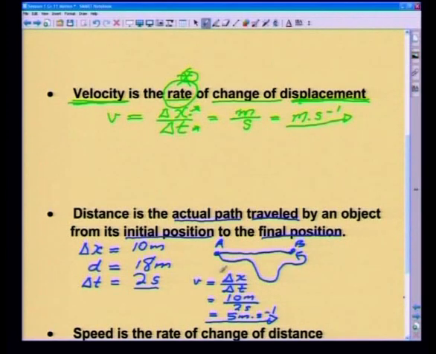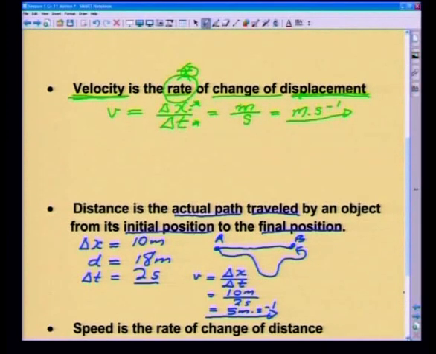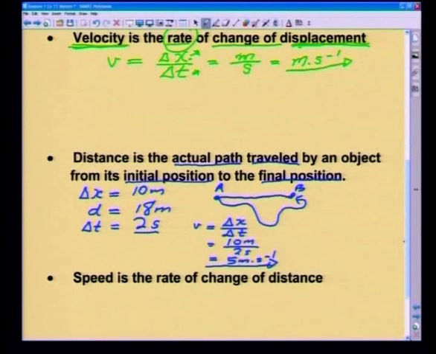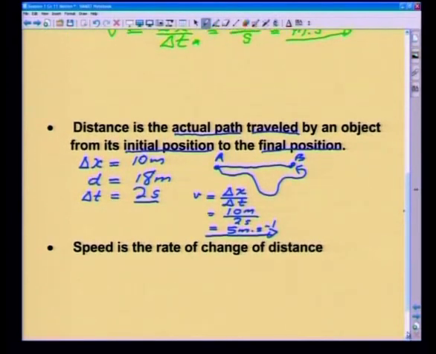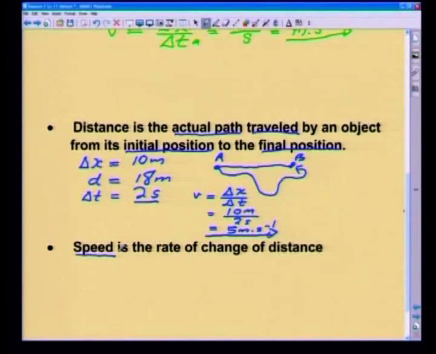Now, in terms of the distance, what can we do? Now comes in another quantity that we need to talk about that is used to describe motion, and that quantity is called speed. The speed of an object is the rate of change of distance. See the difference between the two. There is velocity, which is the rate of change of displacement. Now we're talking speed is the rate of change of distance.